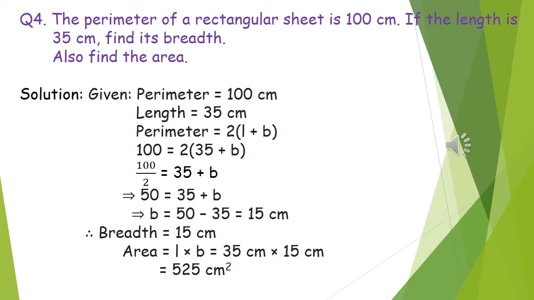So 100 by 2 is equal to 35 plus B. If we divide, we get 50. 50 is equal to 35 plus B, and B is equal to 50 minus 35, that is 15 centimeter. Length is 35 and breadth is 15 centimeter. So area will be L into B, that is 35 into 15 centimeter, and if we multiply, we get 525 centimeter square. Note the unit, centimeter square.